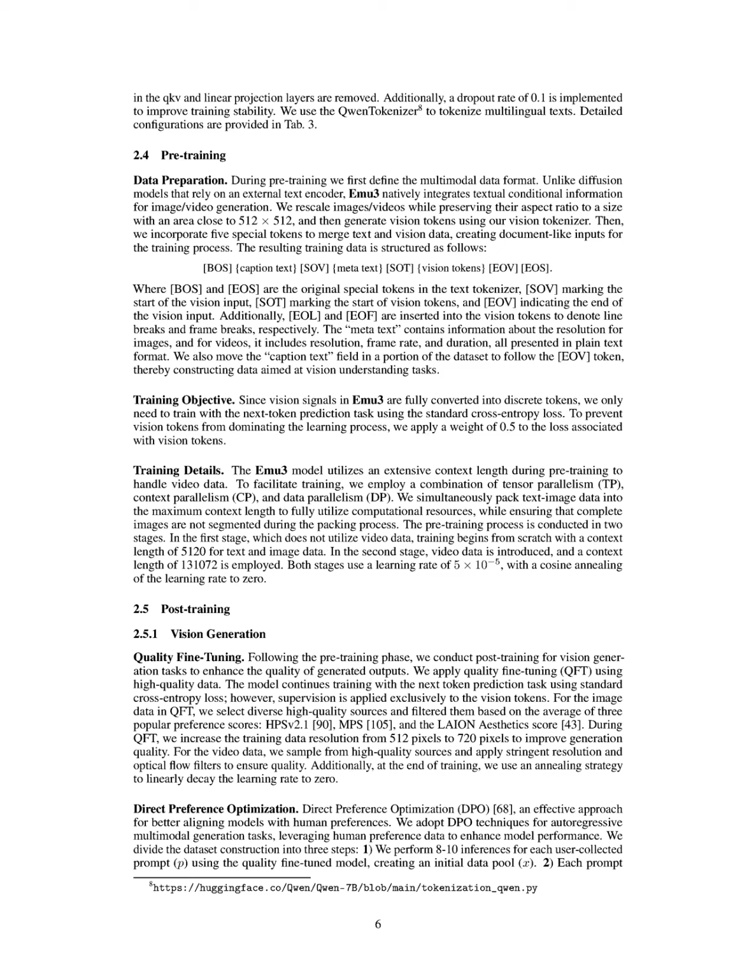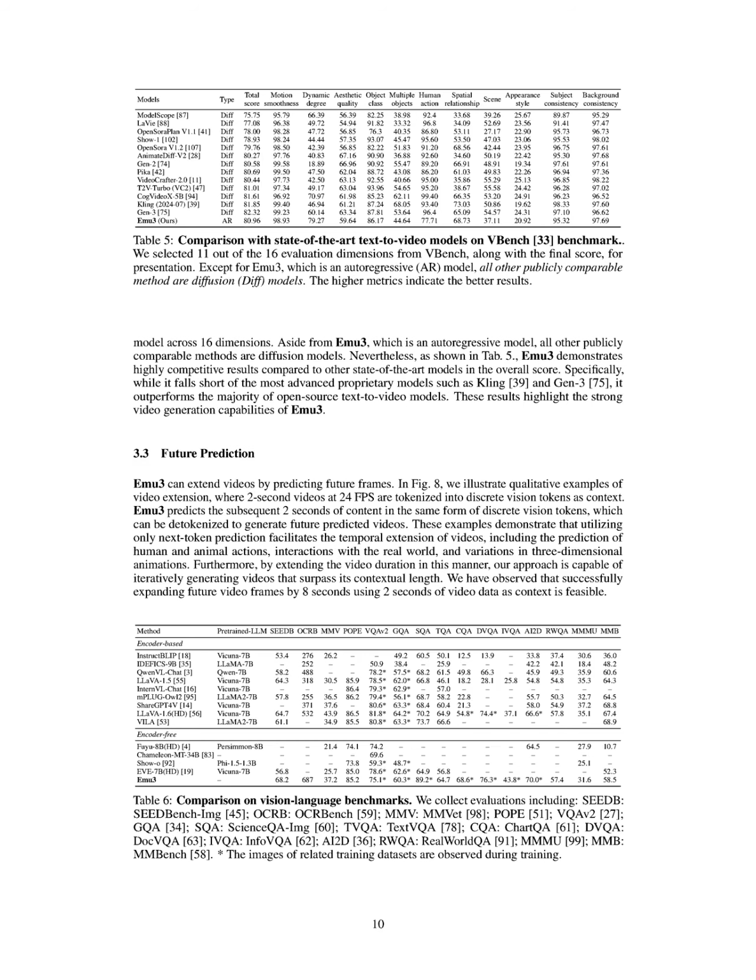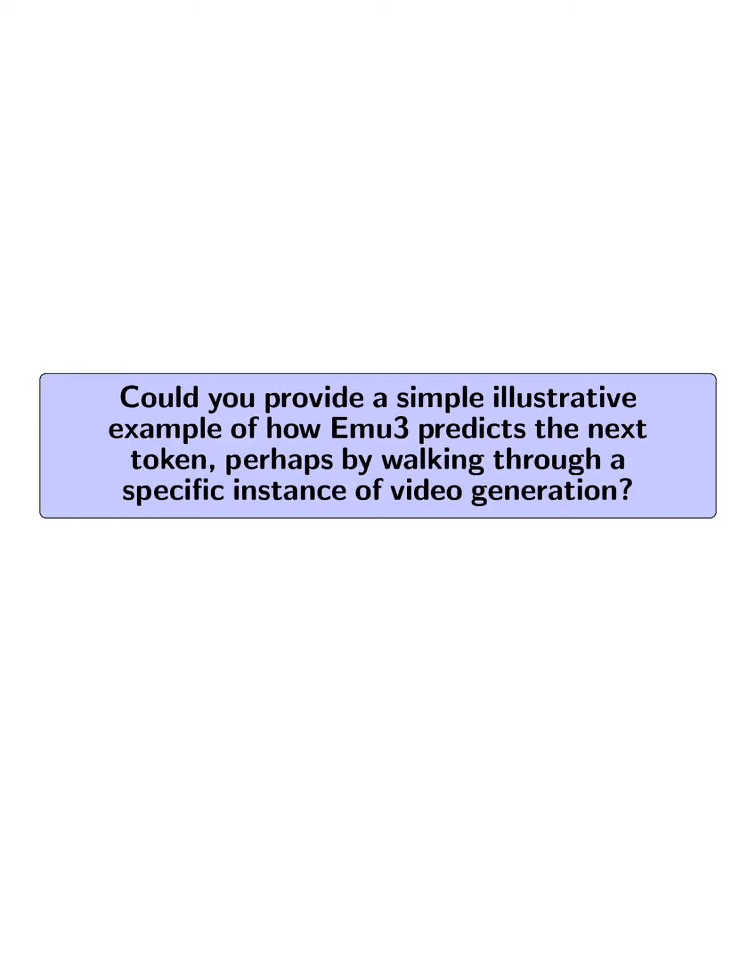The training process is structured in two stages. The first stage focuses on text and image data with a context length of 5,120, while the second stage introduces video data with an extended context length of 131,072, utilizing next token prediction as the primary training objective. This approach allows Emu3 to integrate textual conditional information natively, creating a unified multimodal model that excels in both generation and understanding tasks. Could you provide a simple illustrative example of how Emu3 predicts the next token, perhaps by walking through a specific instance of video generation?